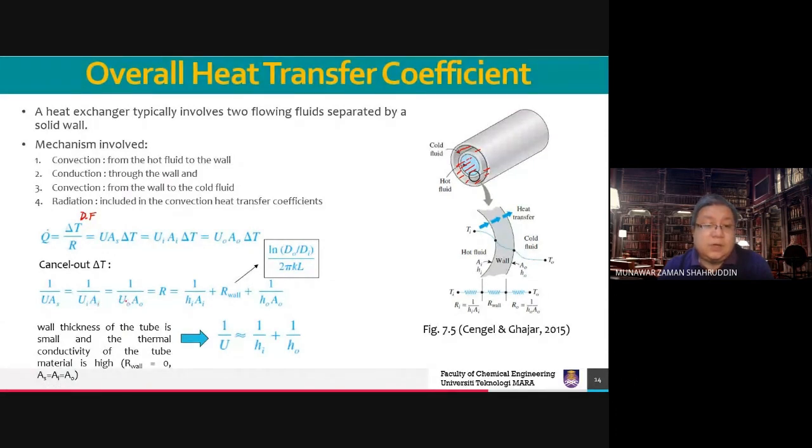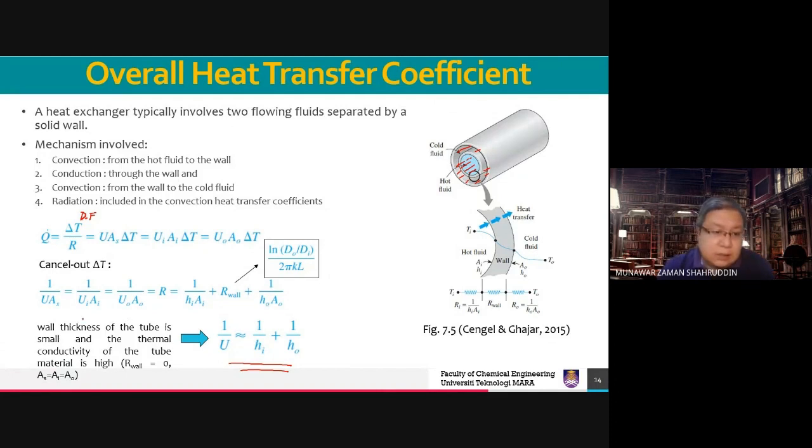So when A naught and Ai are the same, you can cancel out all the A because the value is the same. So in the end, the expression is reduced to only this one. So R wall is no longer there, because it's zero. It lives with the Hi and H naught part only, as U. But it all depends on the condition.